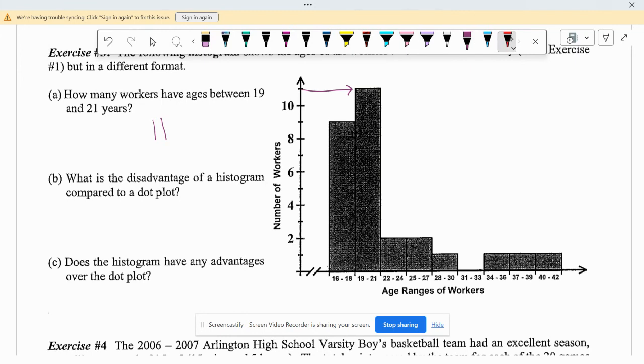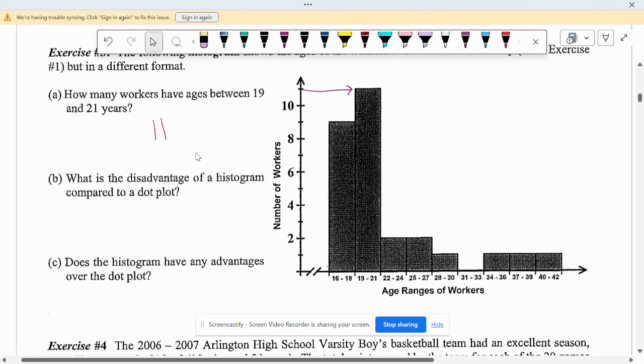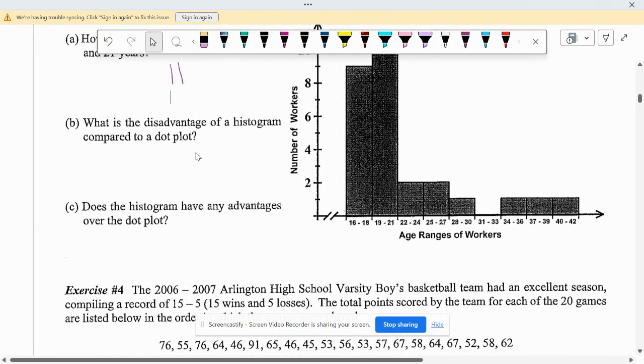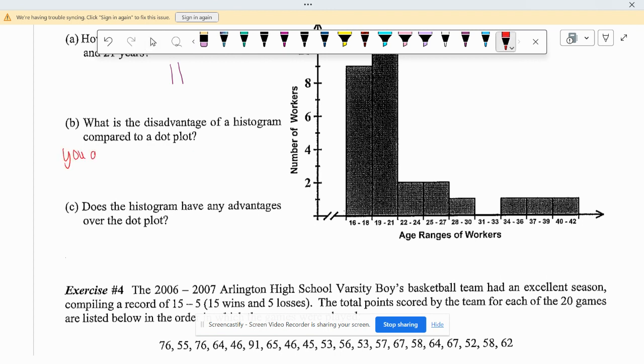What is the disadvantage of a histogram compared to a dot plot? Well, can you tell me how many of the employees were 19? Yeah, so it gives you a range. So the disadvantage is that you get a range of data versus points for each. So we just get a range.